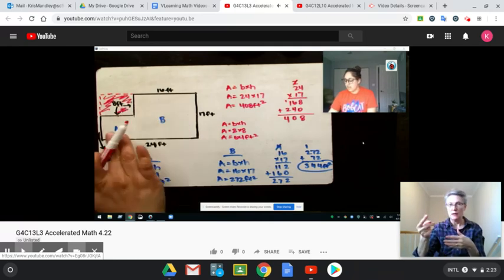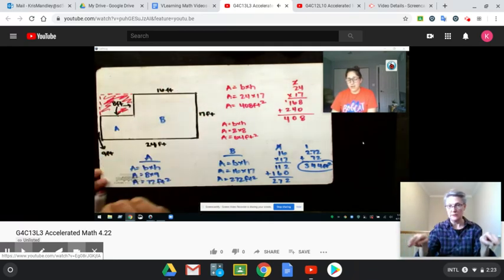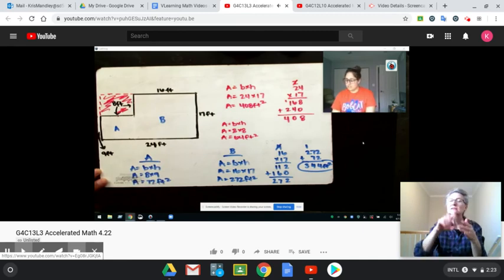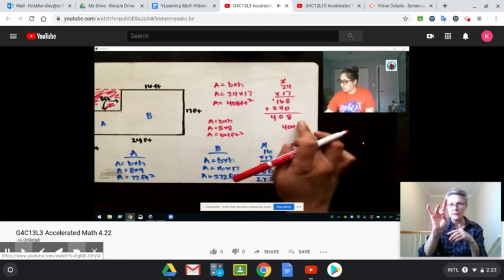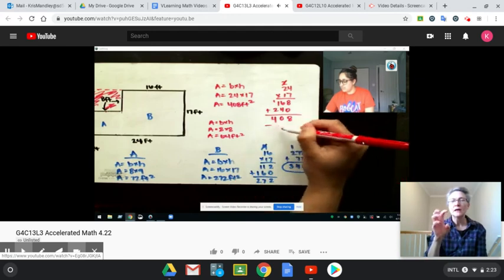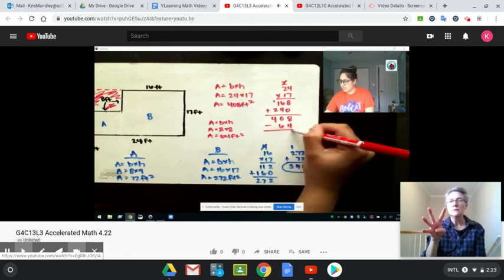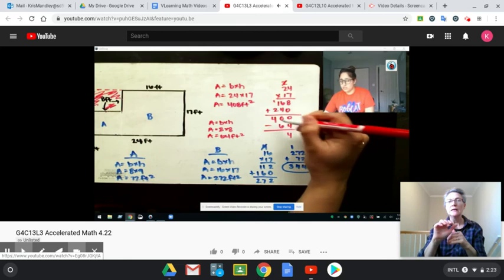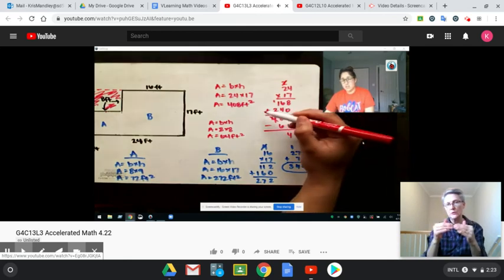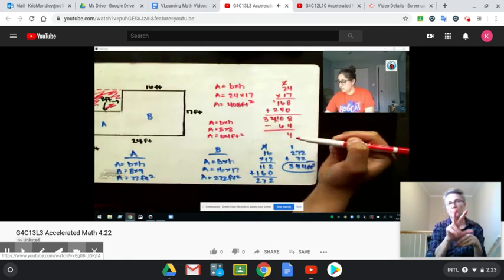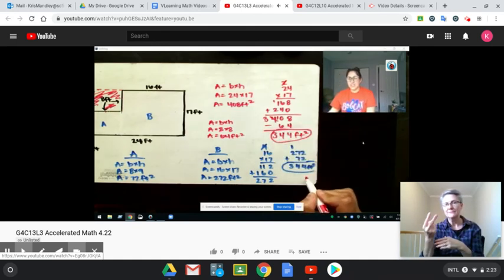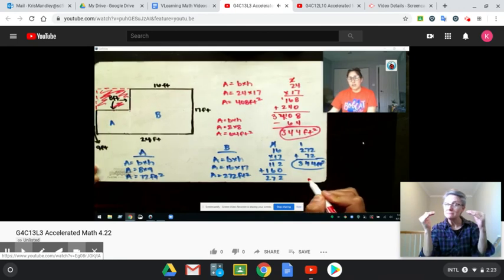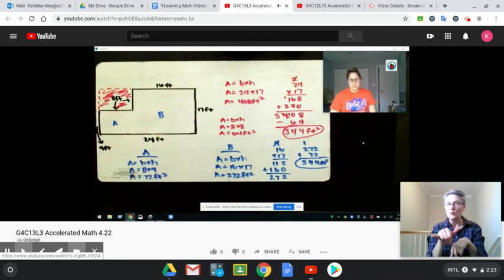I know that my entire rectangle here was 408. So I need to subtract those 64 square feet from my 408 square feet. So if I do that, I have 408 minus 64. 8 minus 4 is 4. Can't subtract 6 from 0, so I'll regroup. 10 minus 6 is 4. And I bring down my 3, that's 344 feet squared. And as you'll see, that's the exact same answer I got when I split my rectangles into 2 sections.